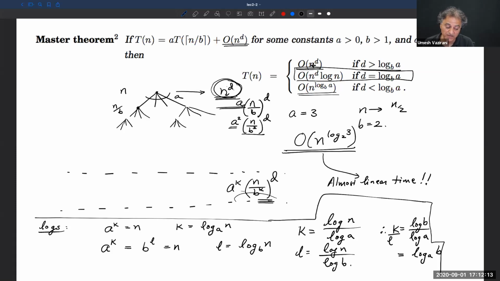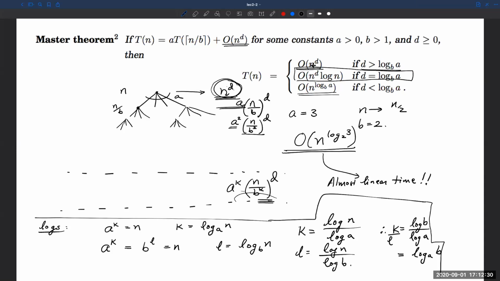So if you have values of a, b, and d, like a equal to 5, b equal to 3, and d equal to 2, what's the answer? Well, you can just work it out. It just tells you what the answer is going to be.